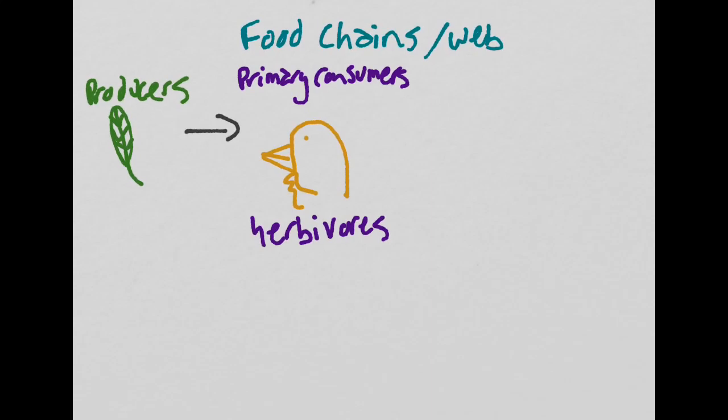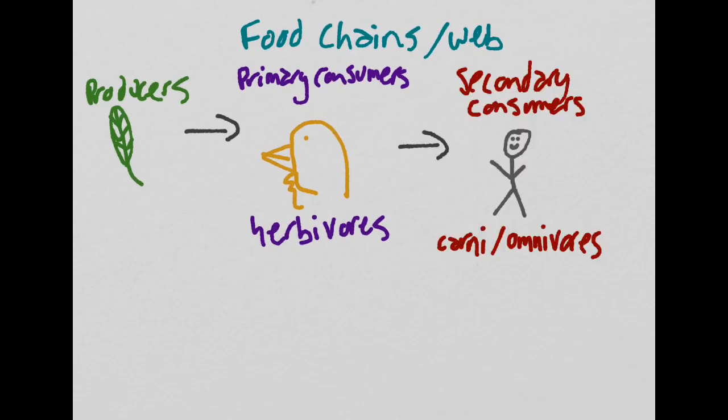So the first species to eat, and the first level up from the producers, are the primary consumers. These are species like chickens, and they are herbivores. Because they're primary consumers and only one level up from the producers, all they have to eat are plants, so they have to be herbivores.